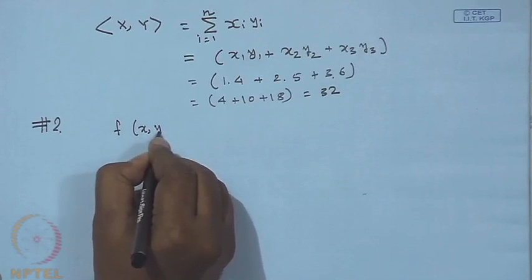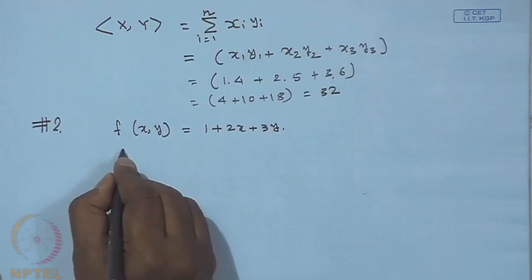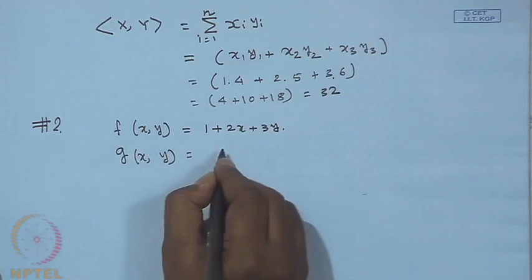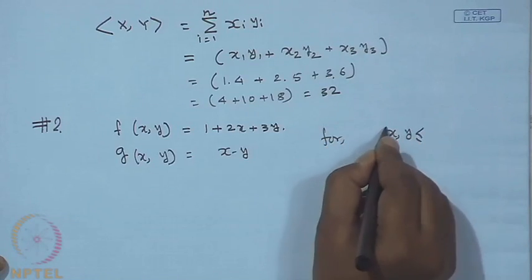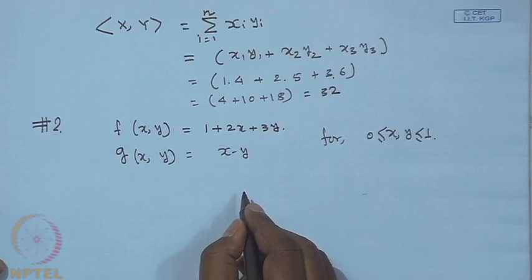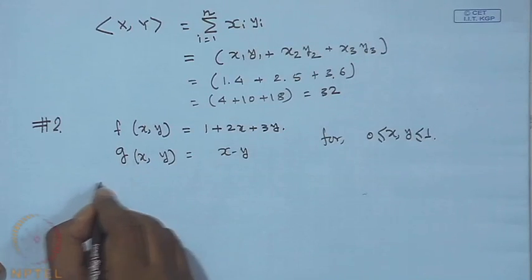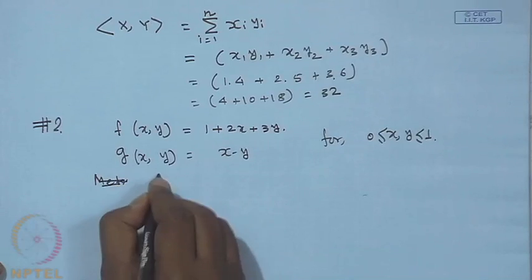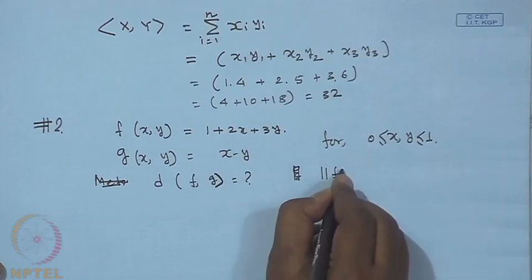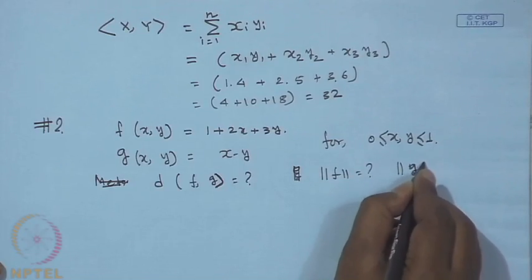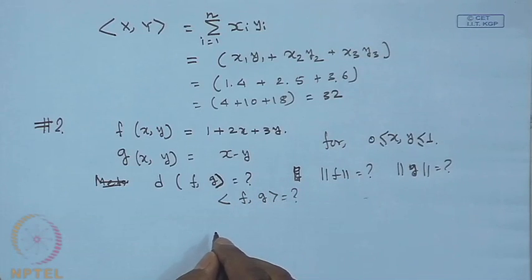Let us say f of x, y is 1 plus 2x plus 3y, and g of x, y is x minus y, and in both cases x and y vary between 0 and 1. So, the limits of x and y are from 0 to 1. Let us look into how we get the metric between f and g. Our idea is to find the metric between f and g, the norm of f, the norm of g, and the inner product between f and g. Let us first look into the norm.